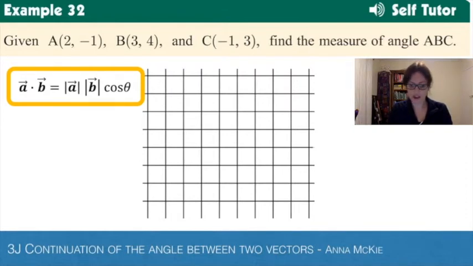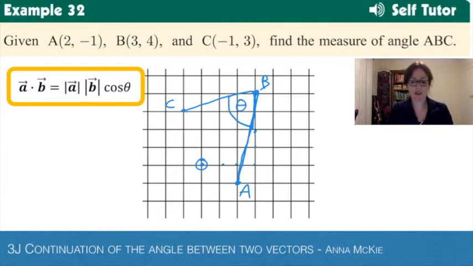Let's pick an origin approximately here. For A, we're going across 2 and down 1. There's A, now do B and C. Horizontally across 3 to the right and vertically 4. There's point B. And from that origin, going left 1 and up 3 for point C. And so we're asked to find angle ABC. You can imagine that it's this angle between them there.